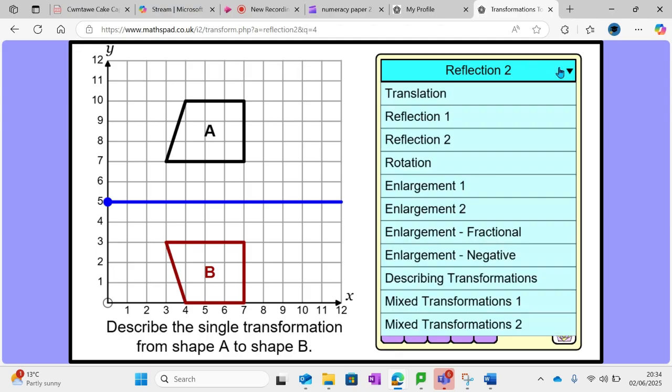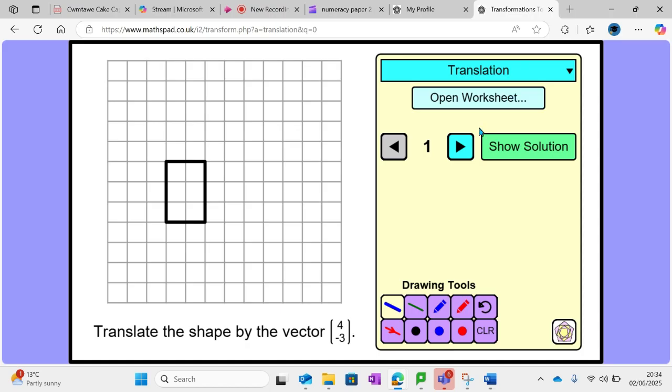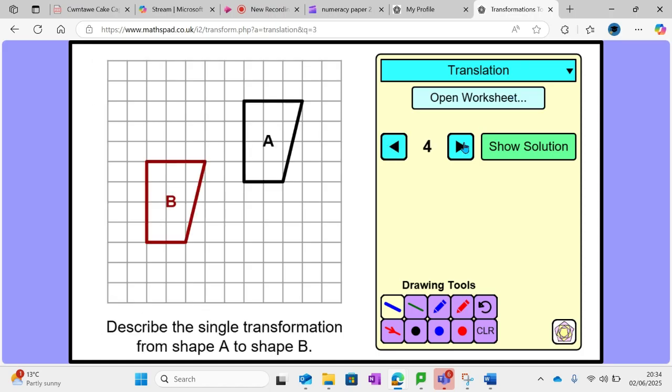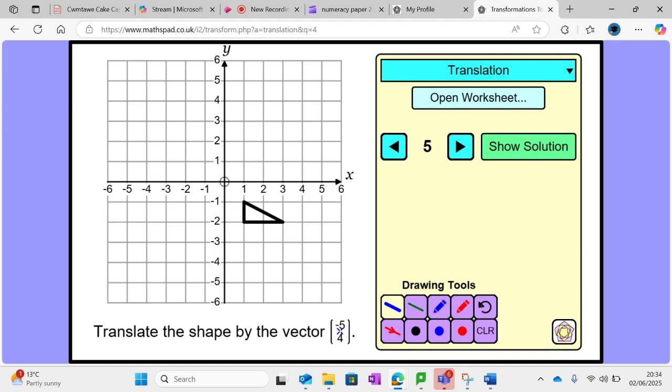Okay. And the last one, translation. With these ones, you get what's called a vector. The top number, translate just means move. Translate means move. The top number tells you left or right. So if it's minus, you're going to move to the left. If the top number is positive, you're going to move to the right. So the top number, minus to the left, positive to the right. The bottom number tells you up or down. So 4 would be 4 up. If the bottom number was minus, it would be 4 down.